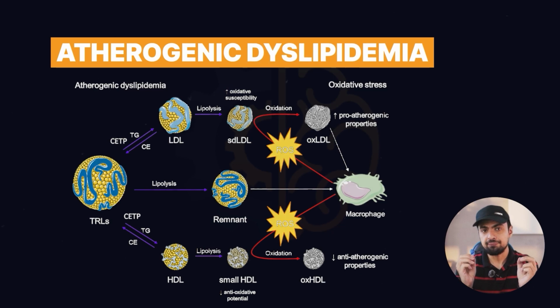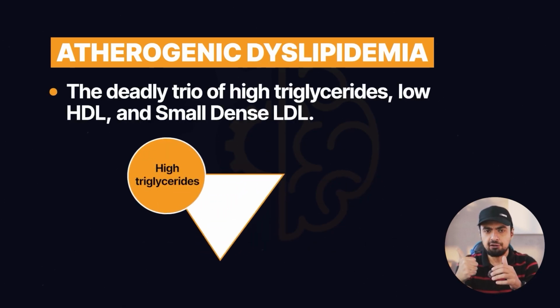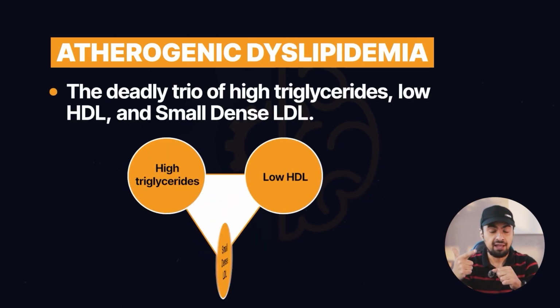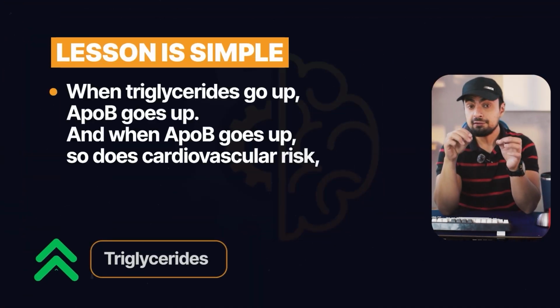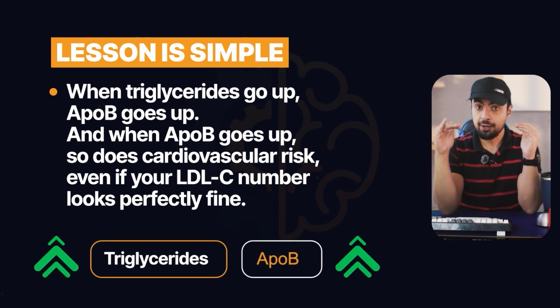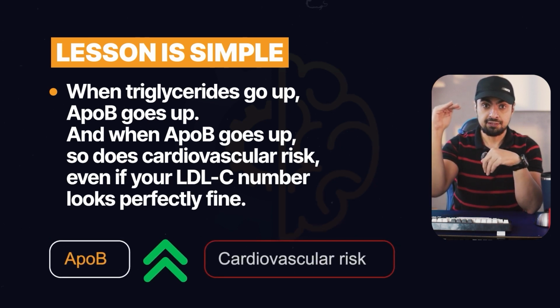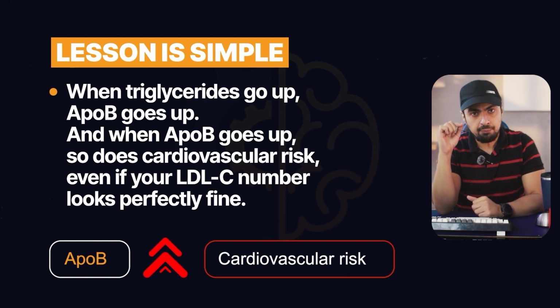This is what we call atherogenic dyslipidemia, the deadly trio of high triglycerides, low HDL, and small dense LDL. It's the metabolic fingerprint of insulin resistance, and it explains why triglycerides are such a powerful driver of ApoB and why ApoB is such a powerful predictor of risk. So the lesson is simple. When triglycerides go up, ApoB goes up, and when ApoB goes up, so does cardiovascular risk, even if your LDL number looks perfectly fine. Thank you for watching.